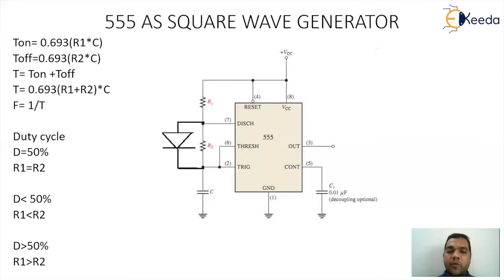With this arrangement, we can get various pulses of multiple duty cycles, of which one case will be R1 and R2 being the same. You will get on time and off time equal, due to which the duty cycle will be 50% and the waveform will be called a square wave. So this is how we use IC 555 as a square wave generator.